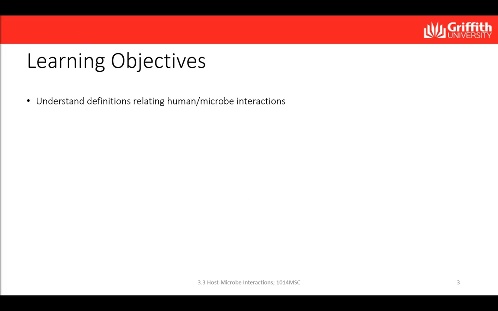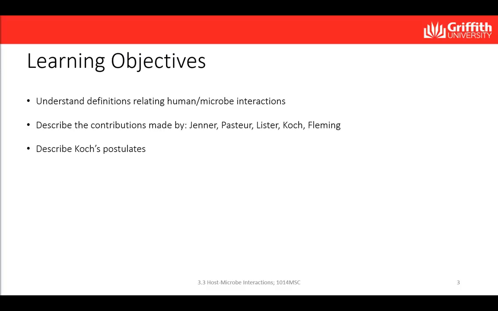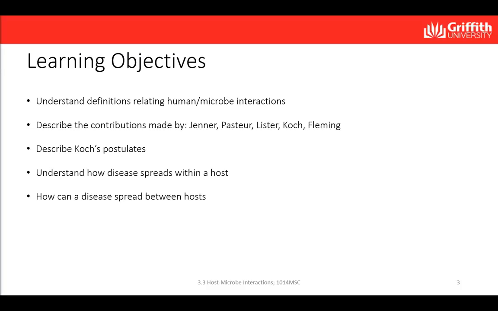The learning objectives for this topic are to understand definitions relating to human-microbe interactions, describe the contributions made by Jenner, Pasteur, Lister, Koch and Fleming, describe Koch's postulates, describe how disease spreads within a host and between hosts, and to describe how the difference between hosts can affect the spread of disease.